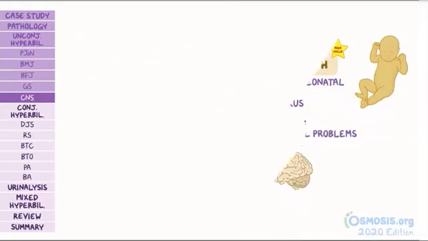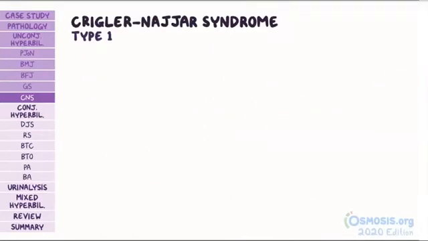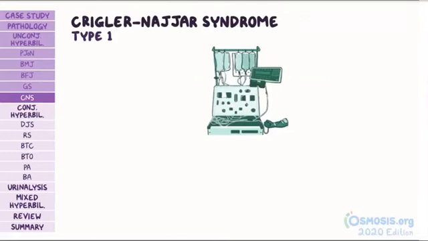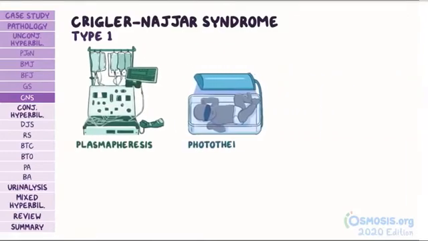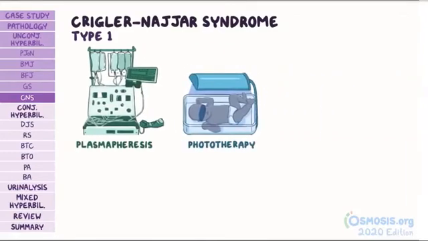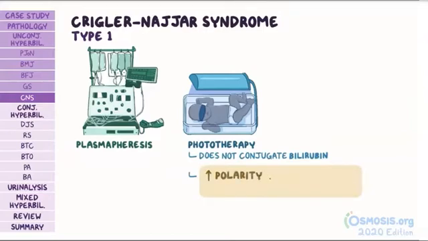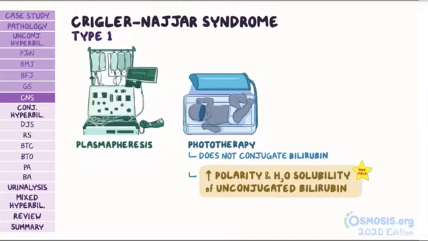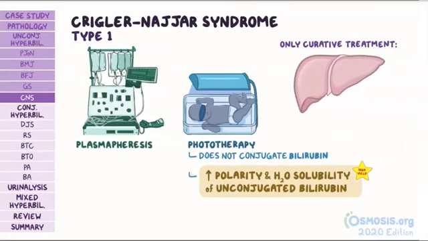As far as treatment goes, individuals with Crigler-Najjar syndrome type 1 are treated with plasmapheresis and phototherapy. It's important to note that phototherapy does not conjugate bilirubin molecules. Instead, it works by increasing polarity and water solubility of unconjugated bilirubin. But since this condition is associated with a fatal outcome, the only curative treatment for individuals with this type of Crigler-Najjar syndrome is liver transplantation.